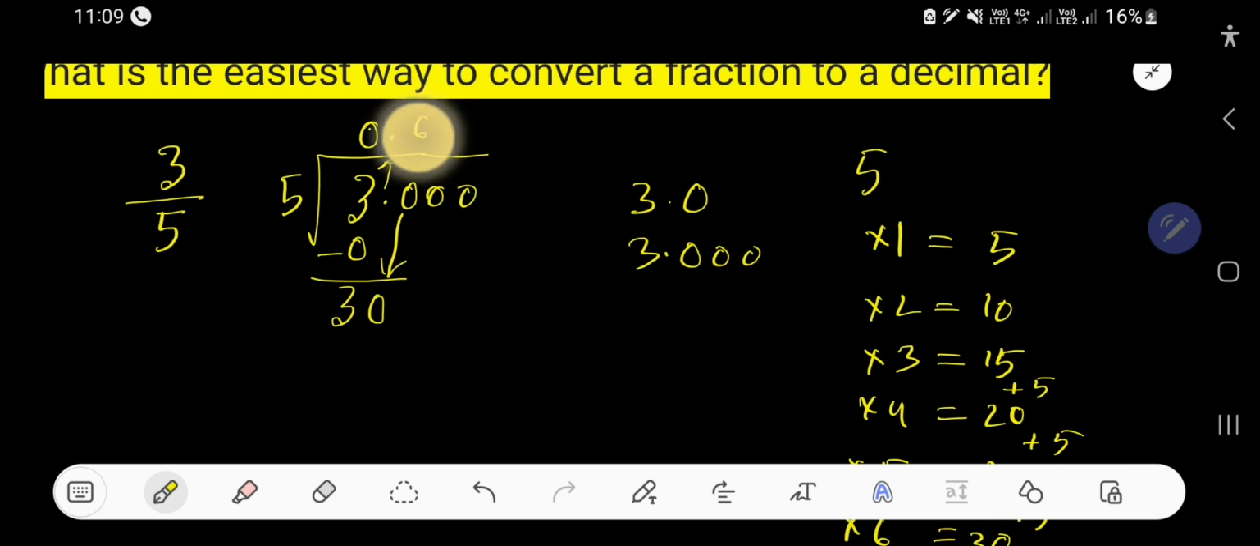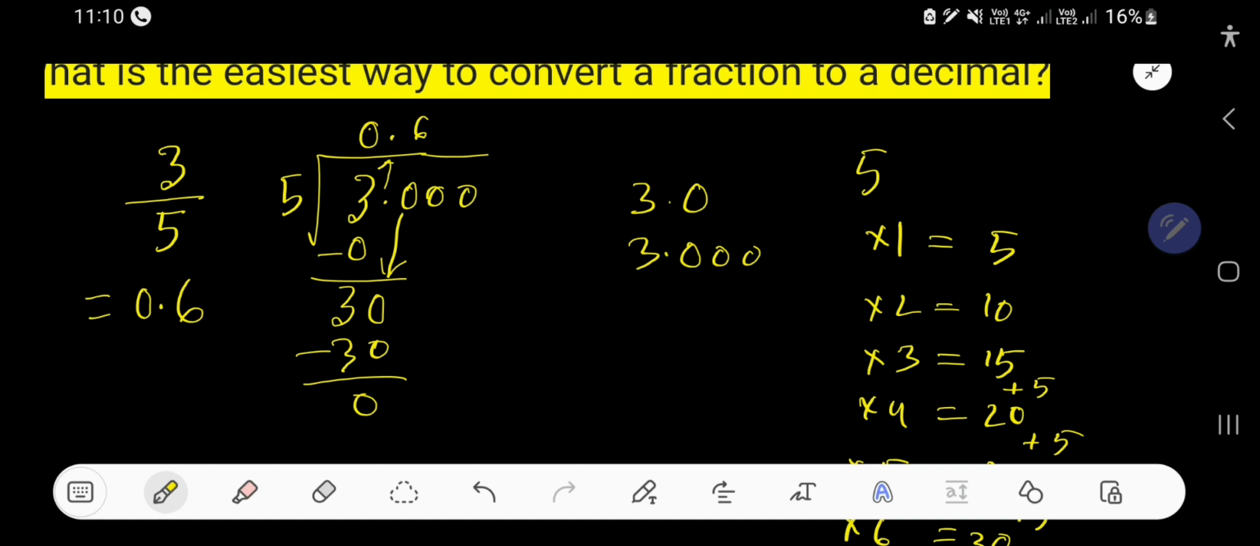Just take here 6 times 5, 30. If you subtract, then 0. That is, 3 over 5 means 0.6. This is the decimal form, right?